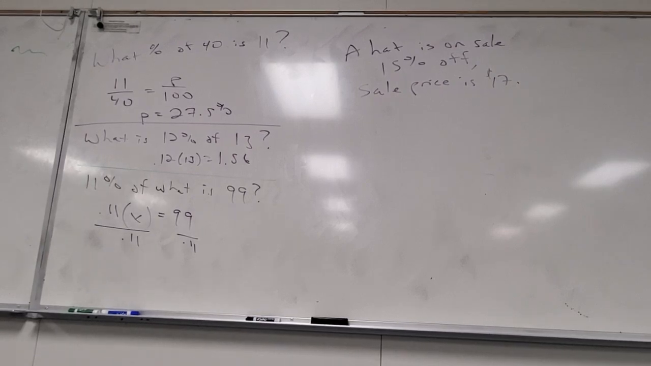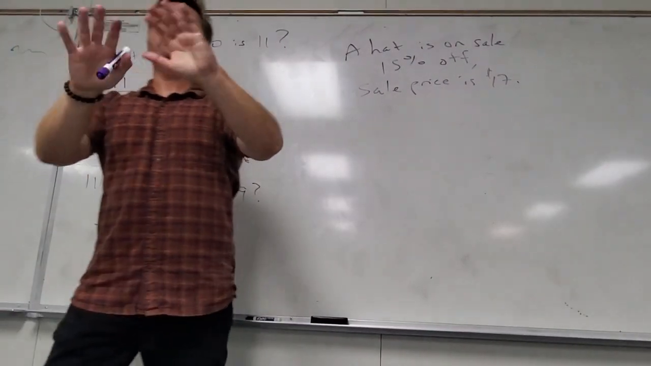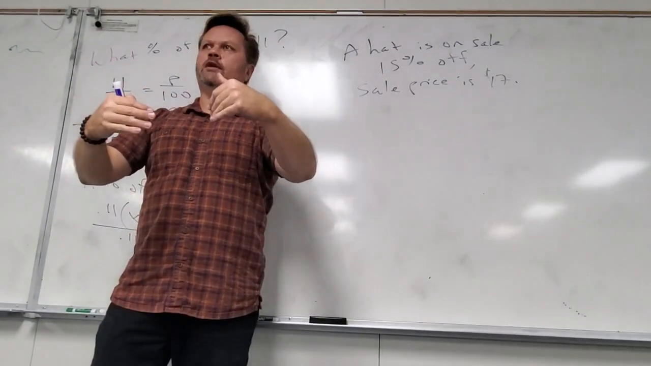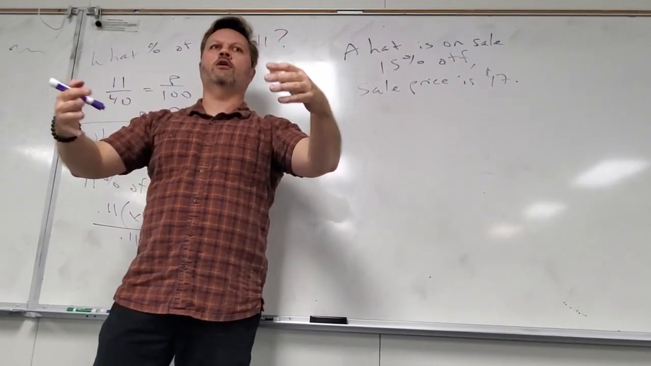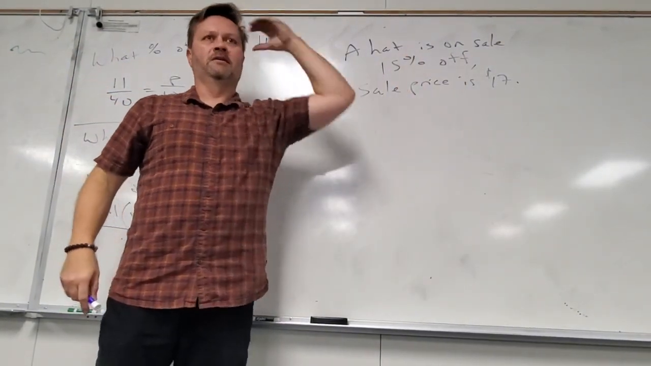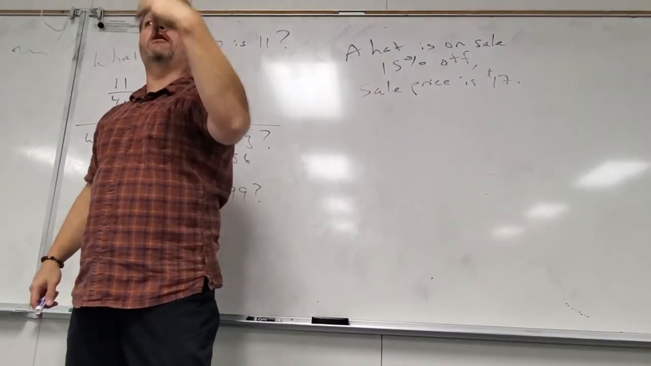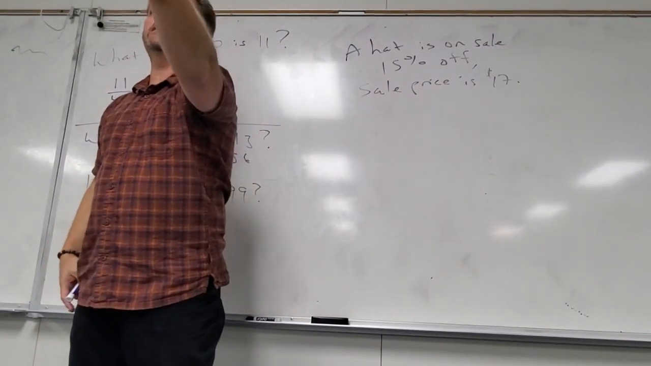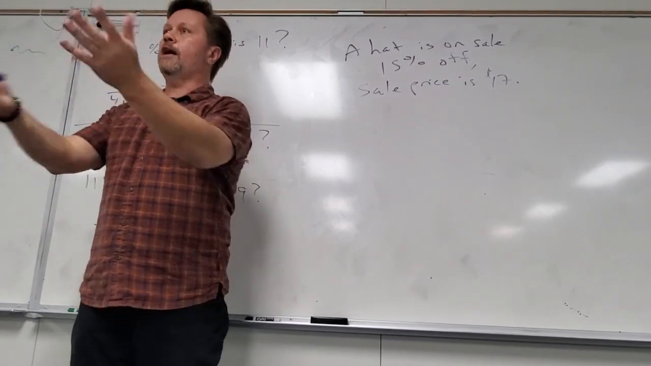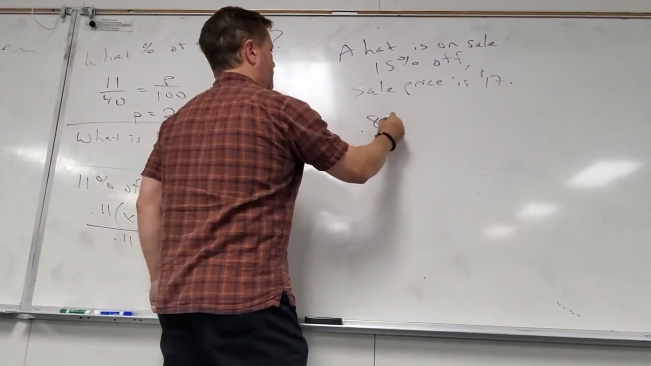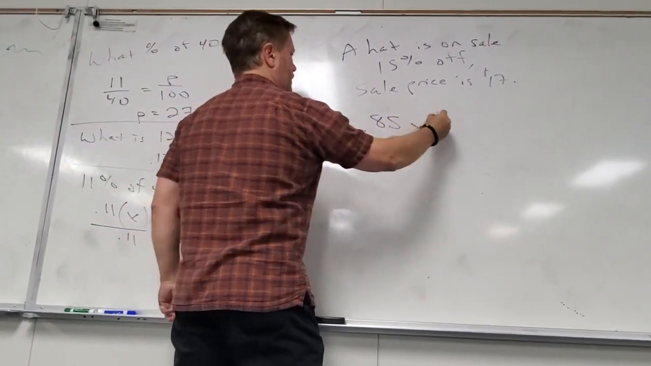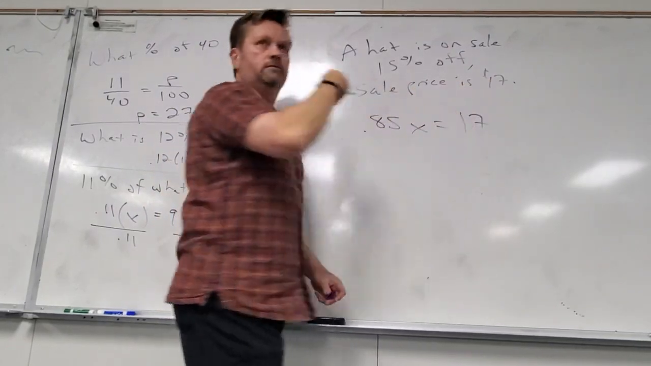So how do I do this? Here's a cool thing: if it's on sale for 15% off, what percentage of the cost is still there? If I take 15% off, what percentage of the cost is still there? 85%. So 85% of the original cost is still there.